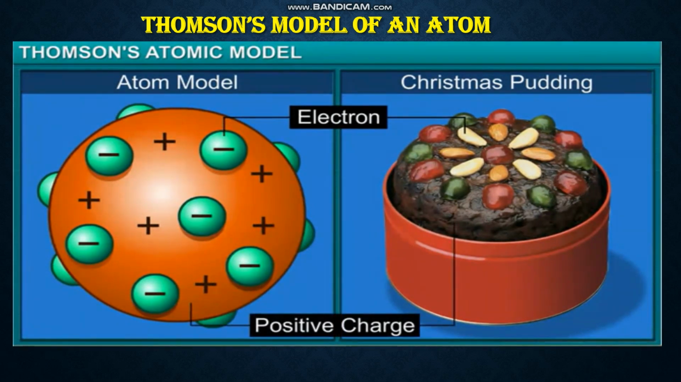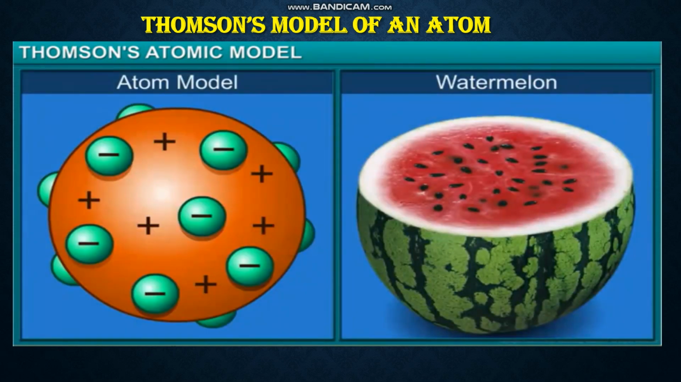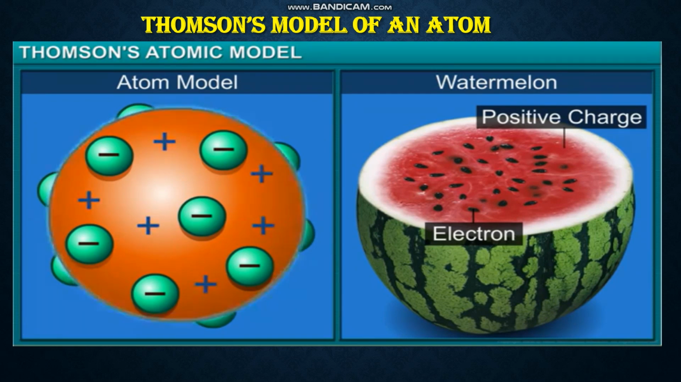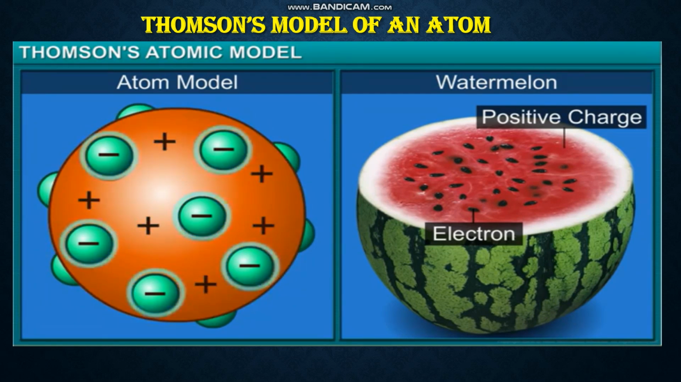This can also be explained through the example of a watermelon. The positive charge in the atom is spread all over like the red, fleshy part of the watermelon, while the electrons are embedded into the atoms like the seeds of the watermelon. The oppositely charged particles are held together by electrical force of attraction. Thomson concluded that an atom consists of a positively charged sphere with electrons set within the sphere.